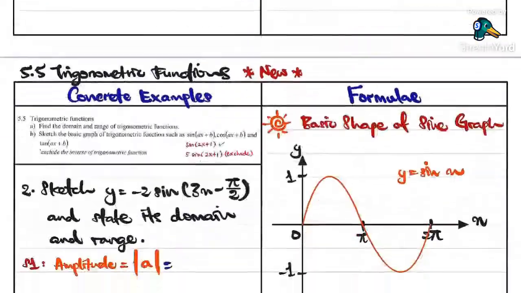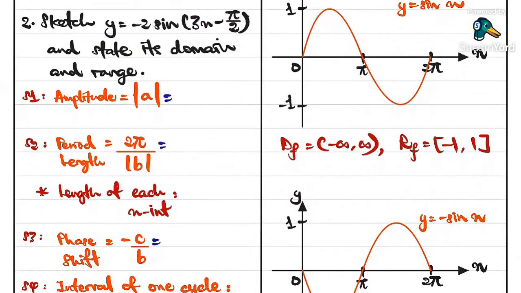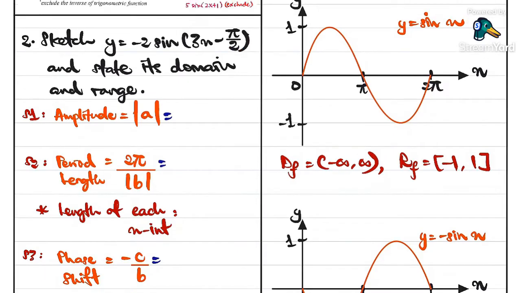Done. Let's go to the next problem. But it is still a sine problem. So we need to sketch y equals -2 sine (3x minus pi over 2). So don't you panic about this one. This is still linear. Okay, let me write it down for you. This is y equals a sine (bx plus c), remember that.